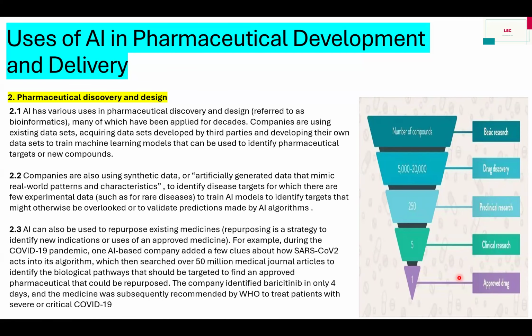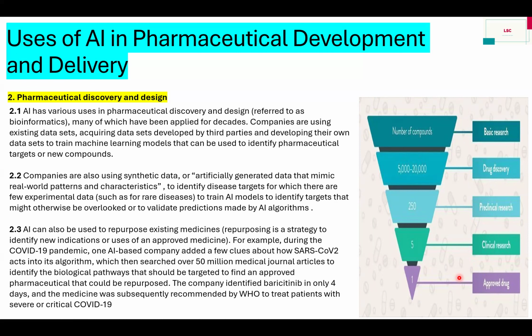AI can also be used to repurpose existing medicines. Repurposing is a strategy to identify new indications or uses of an approved medicine. For example, during the COVID-19 pandemic, one AI-based company added a few clues about how SARS-CoV-2 acts into the algorithm, which then searched over 50 million medical journal articles to identify the biological pathway that should be targeted to find approved pharmaceuticals that could be repurposed.